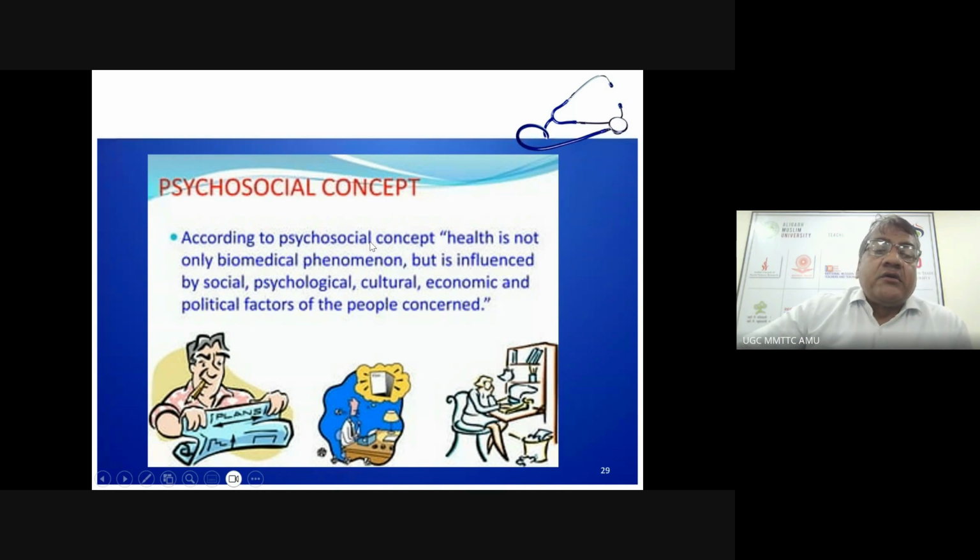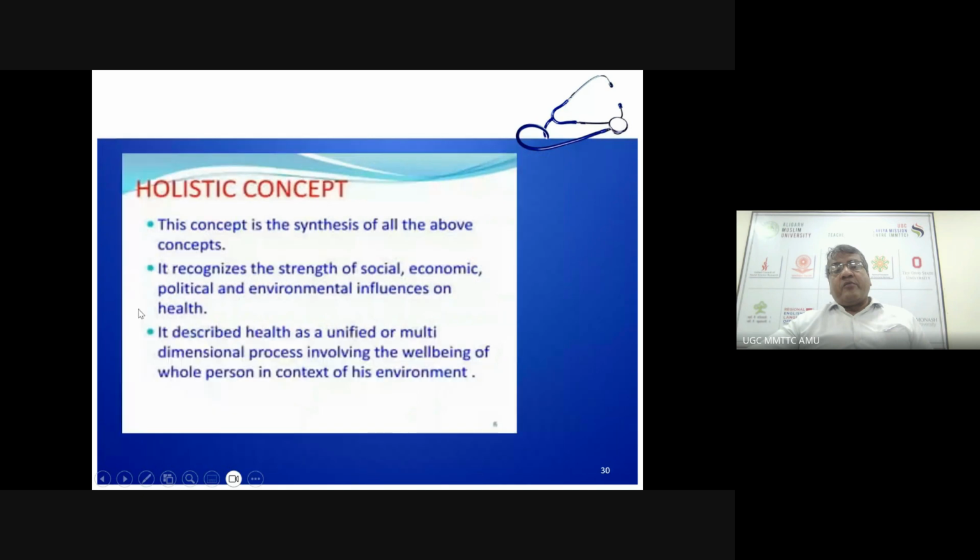Psychosocial concept. According to the psychosocial concept, health is not only a biomedical phenomenon, but it is influenced by the social, psychological, cultural, economic, and political factors of the people concerned.